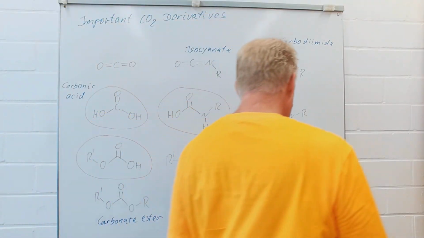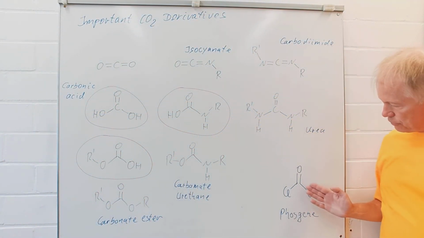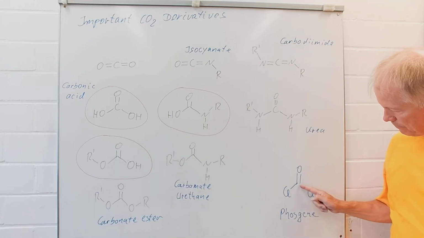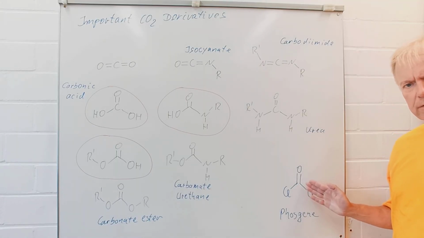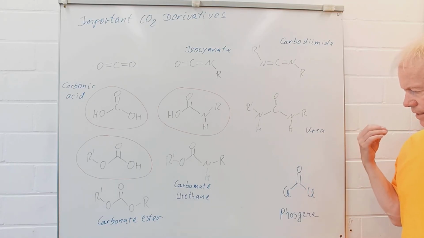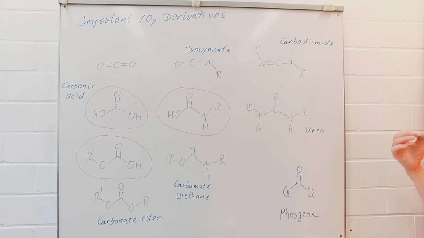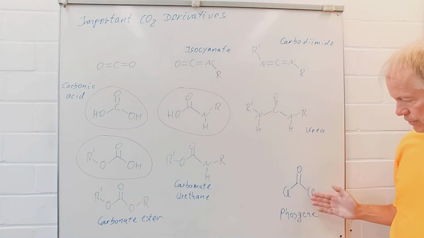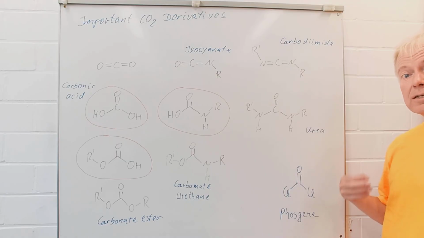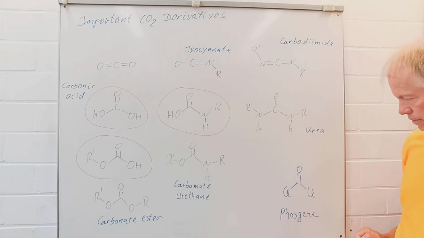And here we have a special case. This structure, a carbonyl group with two chlorines sitting here. This is then a double acid chloride of carbonic acid. This is the famous and infamous phosgene.